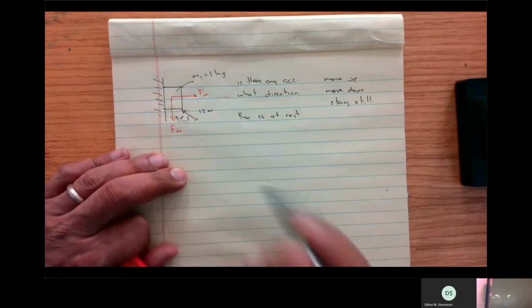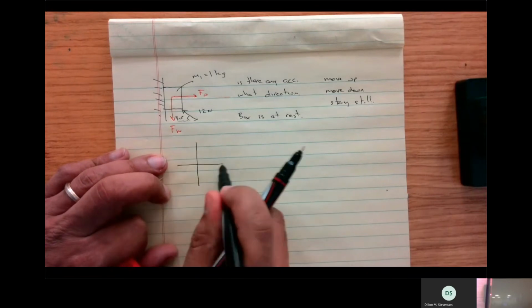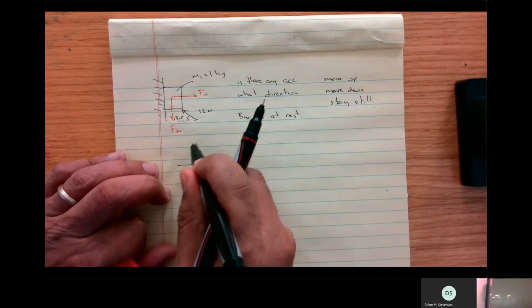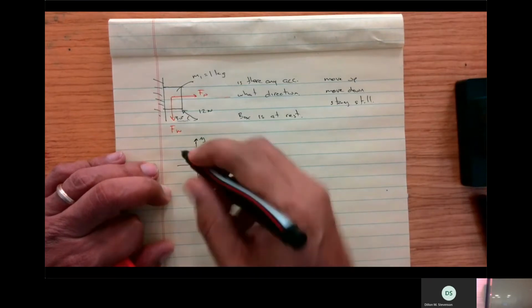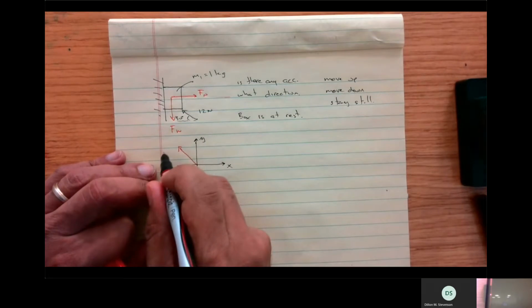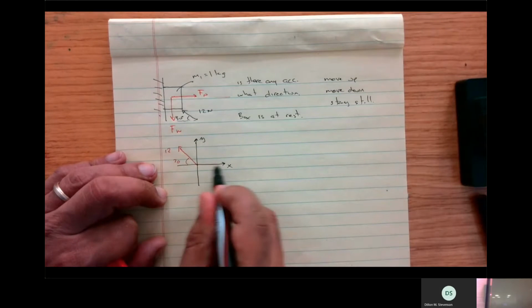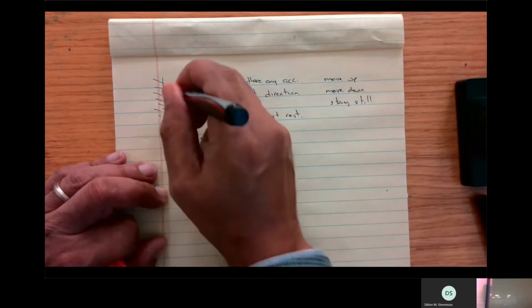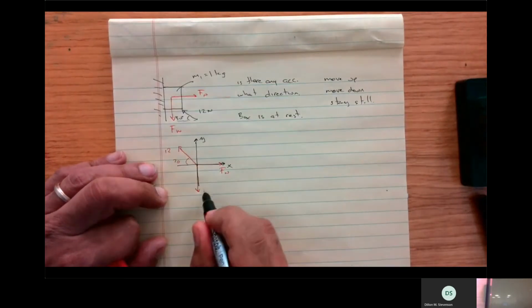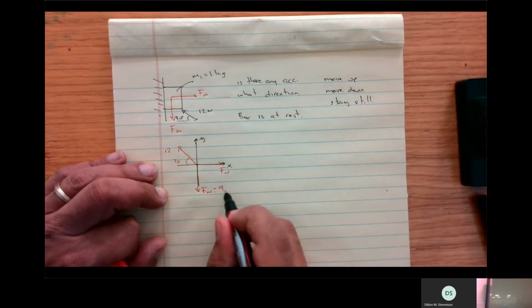So my free body diagram is going to look something like this. I have the 12 newtons here. This is going to be 30 degrees. I have the normal force, and I have the weight. And I'm missing friction, I'll talk about friction. The weight in this case is going to be 9.8 newtons.